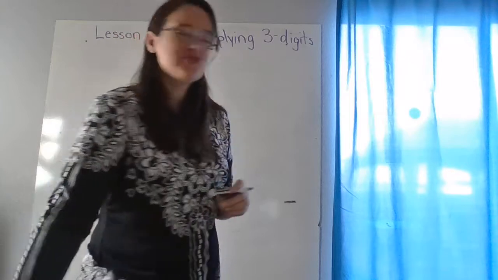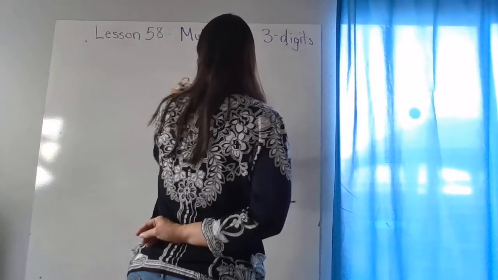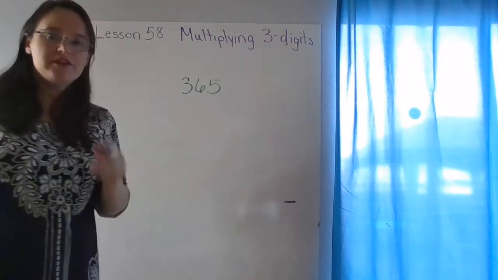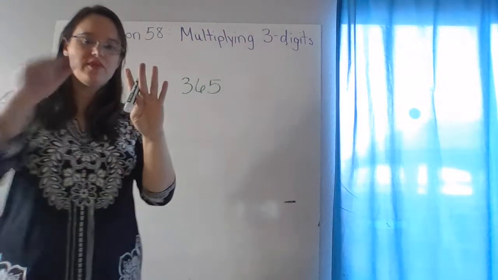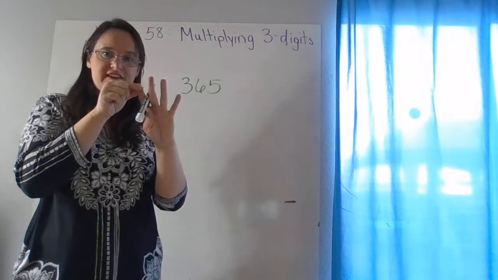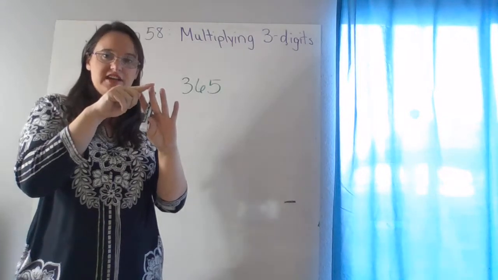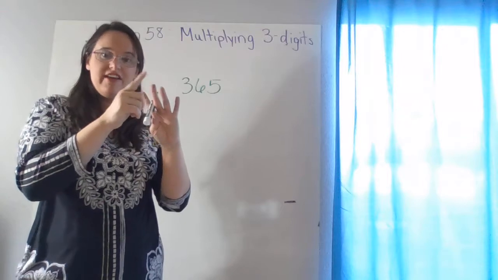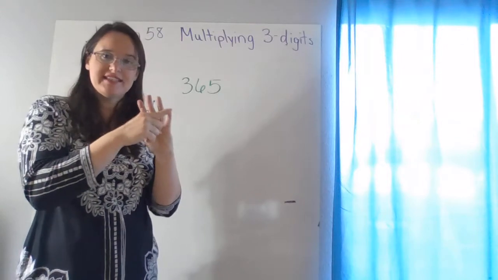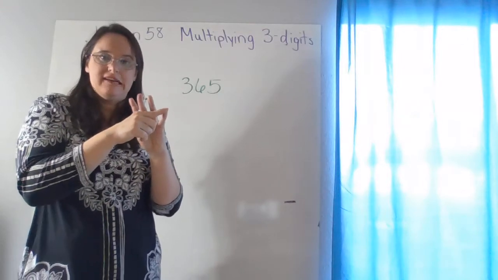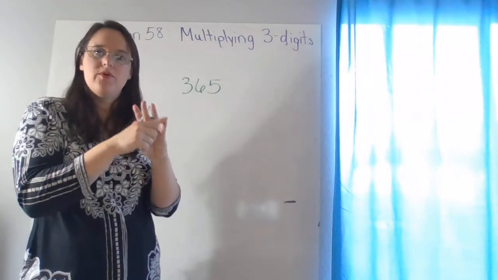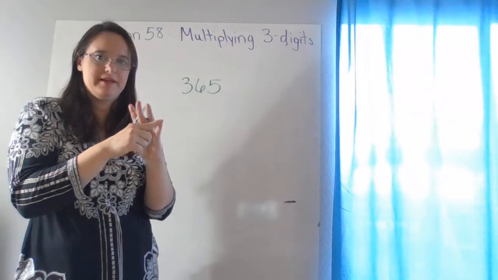So this is a little tricky. We have 365 days, and they want to know 4 years. So this year has 365, this year has 365, this year has 365, this year has 366. That's not exactly straight up repeated addition. We're going to have to think about this a little bit.